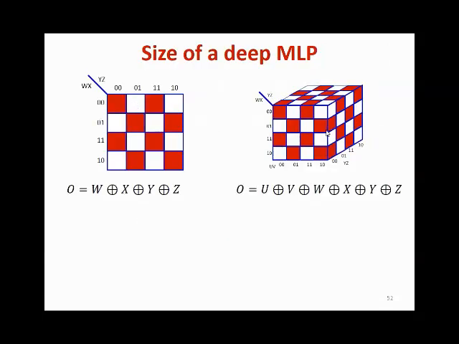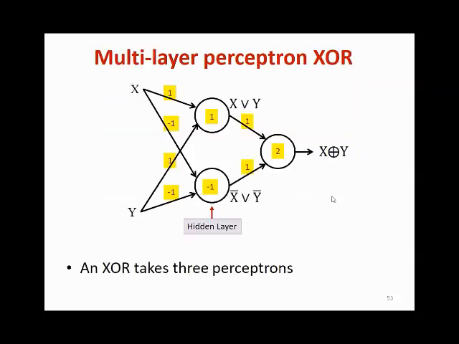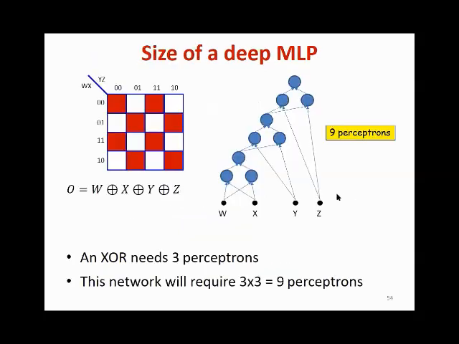These functions are just XORs. This is W XOR X XOR Y XOR Z. This is U XOR V XOR W XOR X XOR Y XOR Z. And we already know that we can compose a single XOR using an MLP with 3 perceptrons, or in fact, using Friedland's technique, an MLP with only 2 perceptrons. And so for this function, we can construct the MLP as a series of just 3 XORs.